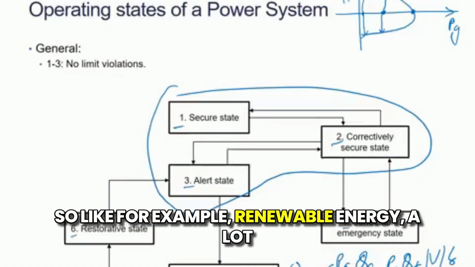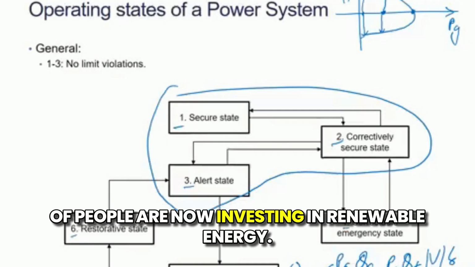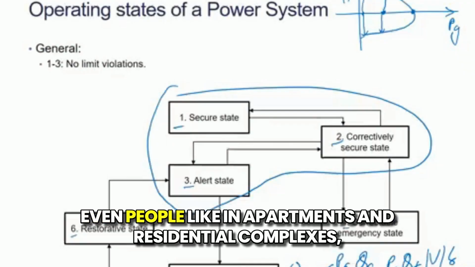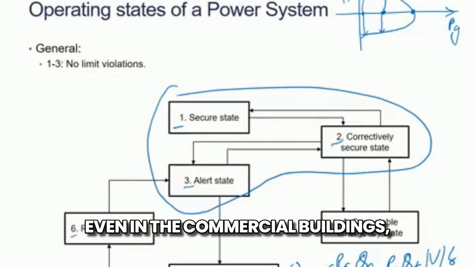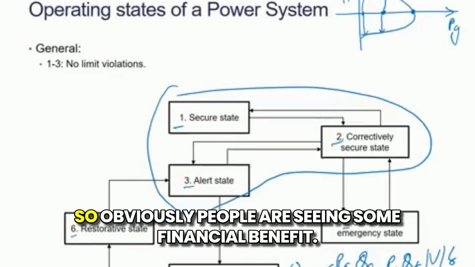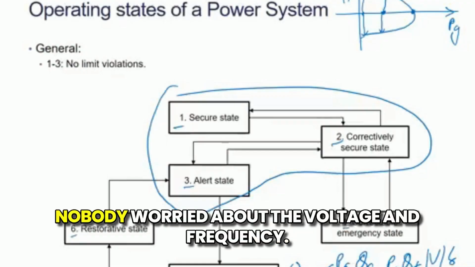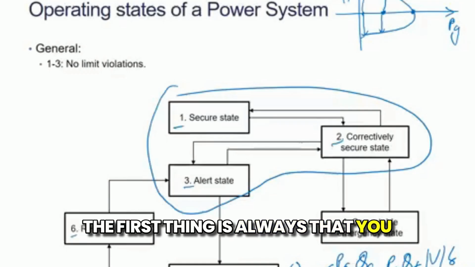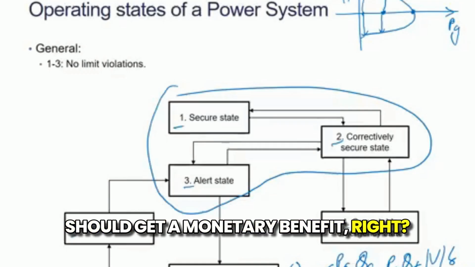Take renewable energy, for example. A lot of people are now investing in renewable energy. Even rooftop solar is coming up. People in apartments, residential complexes, and commercial buildings are installing rooftop solar everywhere. Obviously, people are seeing some financial benefit. Nobody is worried about voltage and frequency; that is mostly secondary. The first thing is always that you should get a monetary benefit, right?